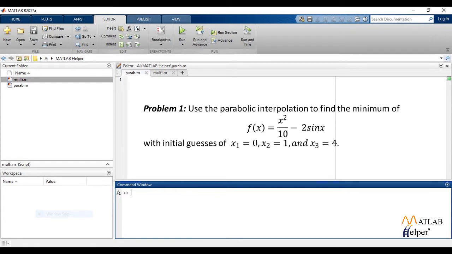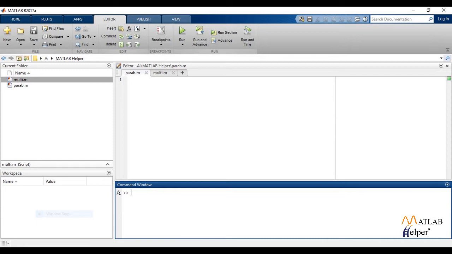Consider a problem. Use the parabolic interpolation to find the minimum of f(x) equals x squared by 10 minus 2 sine x, with initial guesses of x1 equals 0, x2 equals 1 and x3 equals 4. This is the code for one-dimensional optimization.